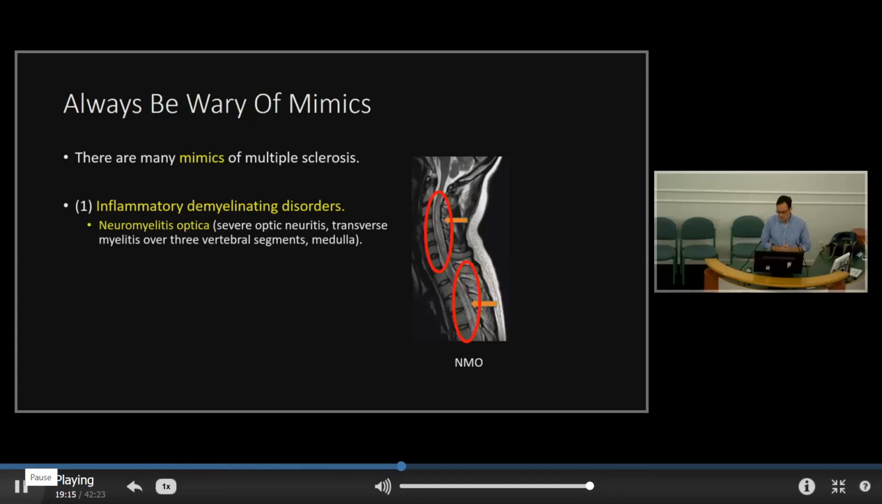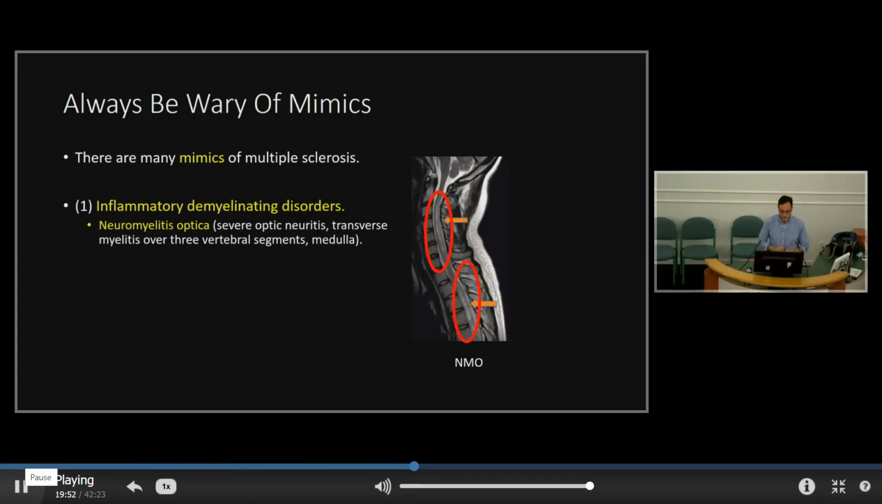And these people present with a severe optic neuritis and/or transverse myelitis that's quite extensive over three vertebral segments. And they can get lesions in the medulla. They can even sometimes present with hiccups because of this. So if you look at this, this is a classic spinal cord of NMO. You can see how longitudinally extensive those demyelinating lesions in the spinal cord are. They're very long. And if a person presents with this and the brain looks relatively okay, as in not much there in terms of demyelination, then NMO would be higher on your list than perhaps MS.